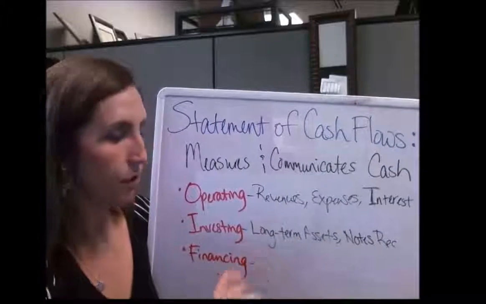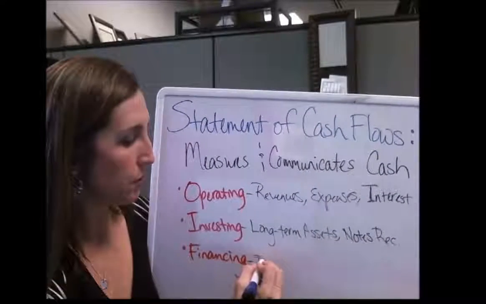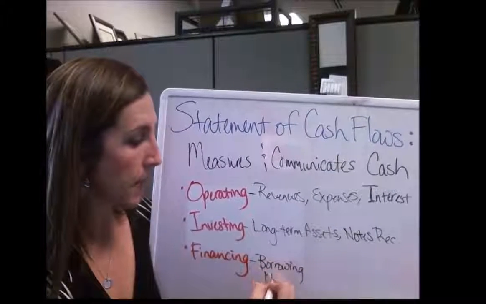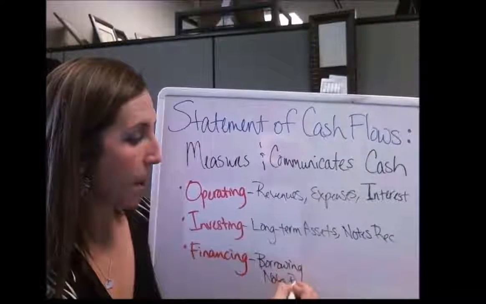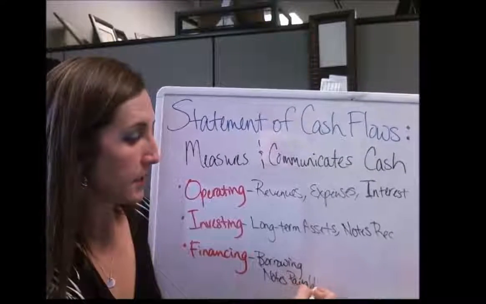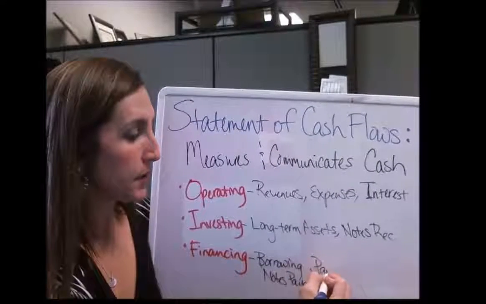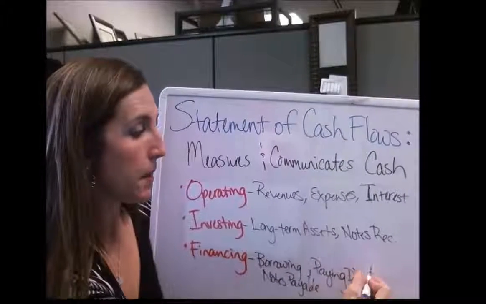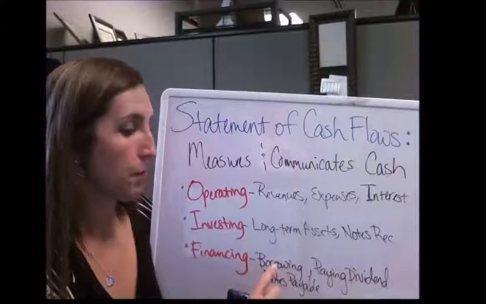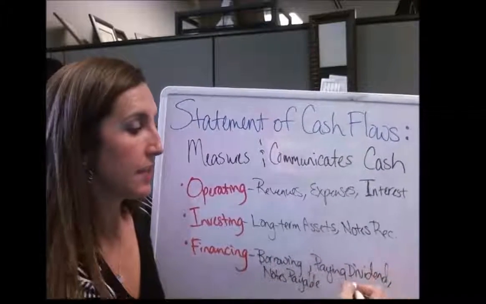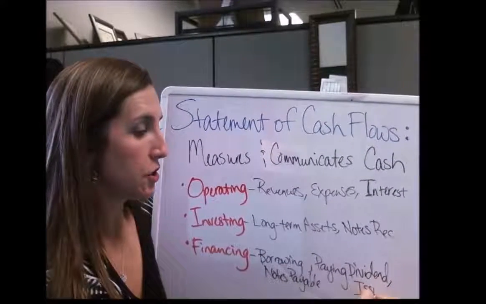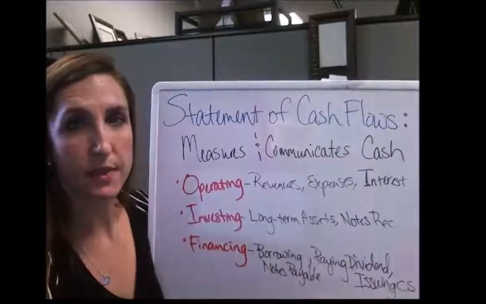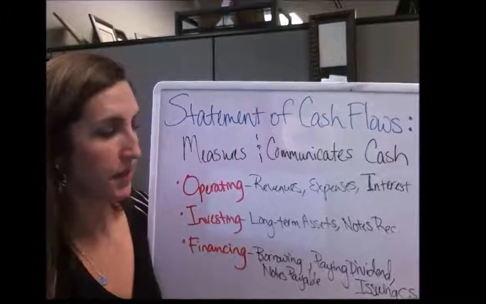And then the last category is the financing. That's when you would borrow funds, also noted as notes payable. If you are to pay out a dividend, it goes into this category. But if you receive a dividend, that's operating, because it would be dividend income. So the three in this category are borrowing, paying dividends, and issuing your own stock. So issuing common stock. If you buy back that common stock, we know from chapter 10 that's called treasury stock. That would also be in this category.